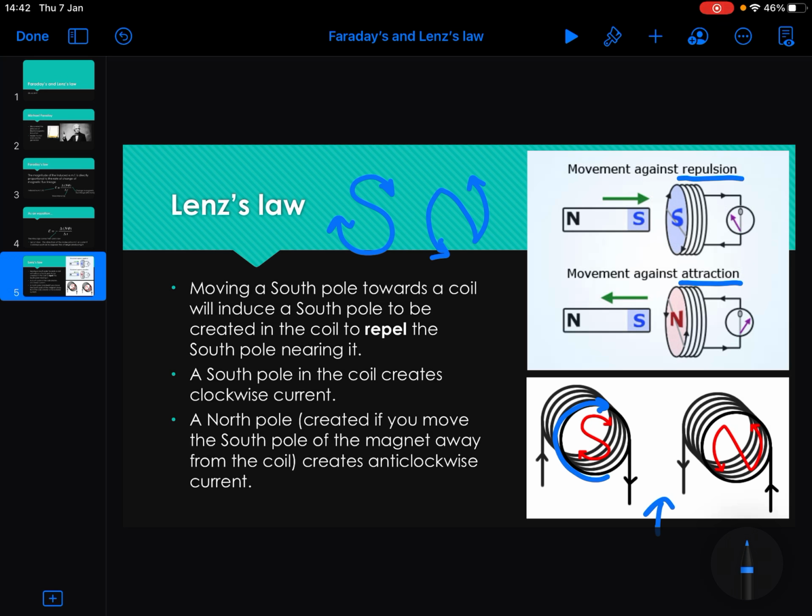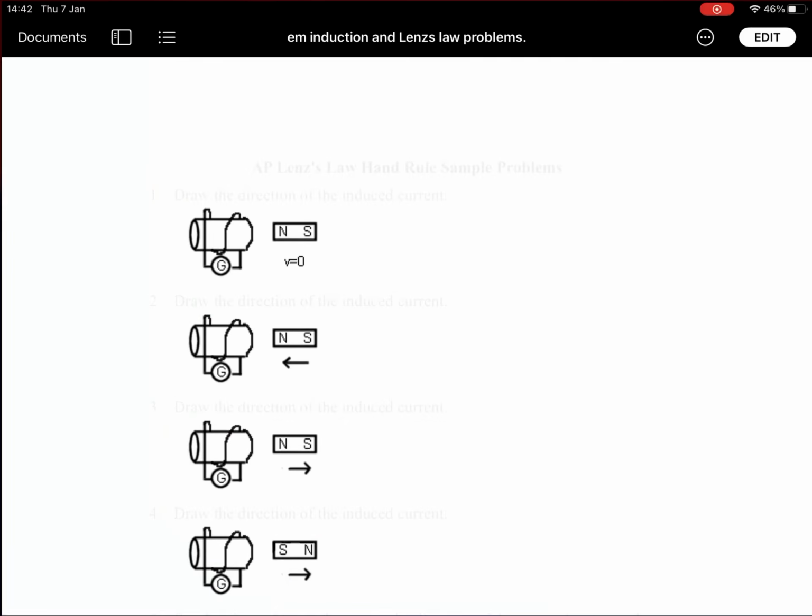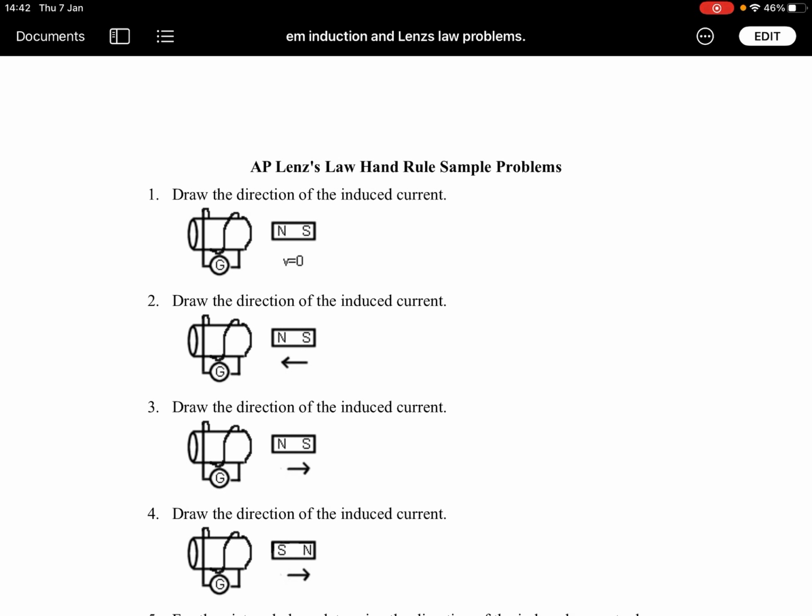So what they may ask you to do is say, okay, here's the situation. We've got a magnet being pushed in. What pole is created? What direction does the current go? And let's go through some practice questions now. So here we have question number 1, draw the direction of the induced current. Now here you've got a coil, you've got a magnet, but it is not moving.